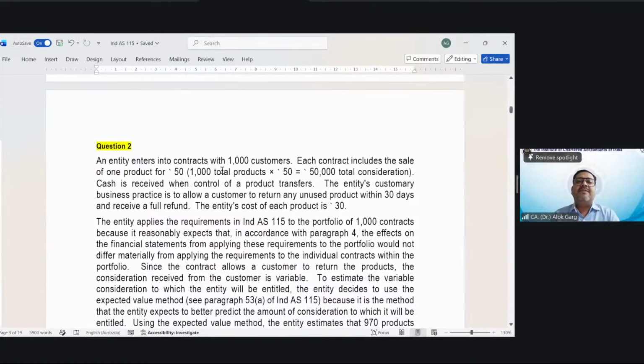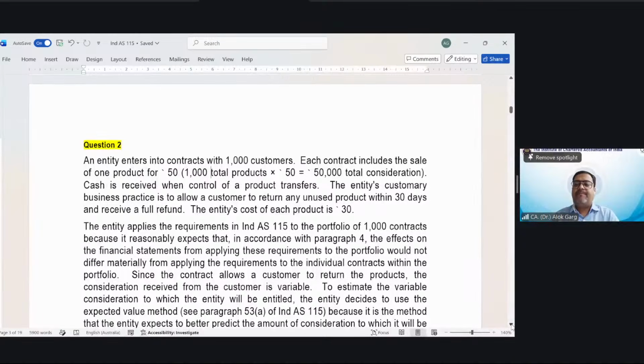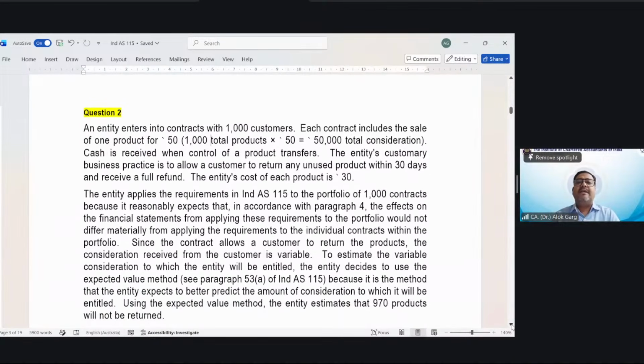An entity enters into a contract with 1000 customers, okay? Each contract includes the sale of one product. I hope this is visible. Yes. An entity enters into a contract with 1000 customers. Each contract includes a sale of one product for rupees 50. 1000 total products multiplied by 50. So what is the total consideration? 50,000 rupees is the total consideration.